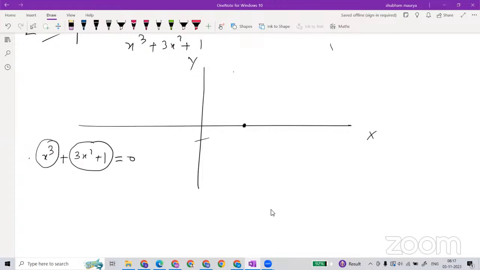Oh, sorry. So here is that negative. That means this is 3x square plus 1, and this is equal to the negative value of x cube. Yes, that's the meaning here. Yes, sir. I forgot this one, the negative value of this one. So where these two are equal, okay.